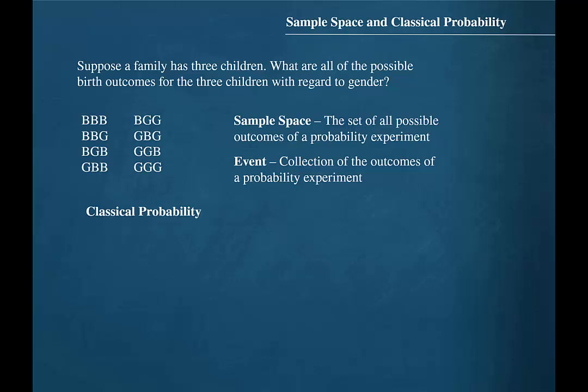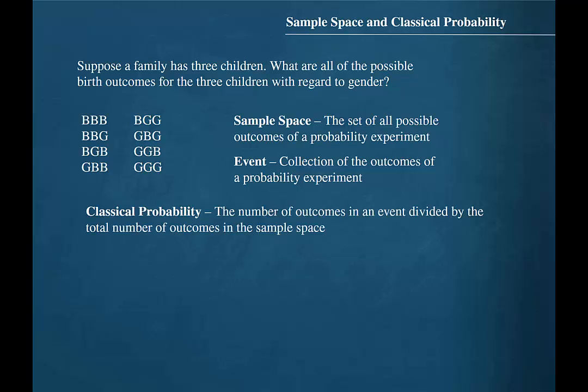Classical probability is defined as the number of outcomes in an event divided by the total number of outcomes in the sample space. This would be expressed with probability notation as the probability that event E would occur equals the number of outcomes in event E divided by the number of outcomes in the sample space.